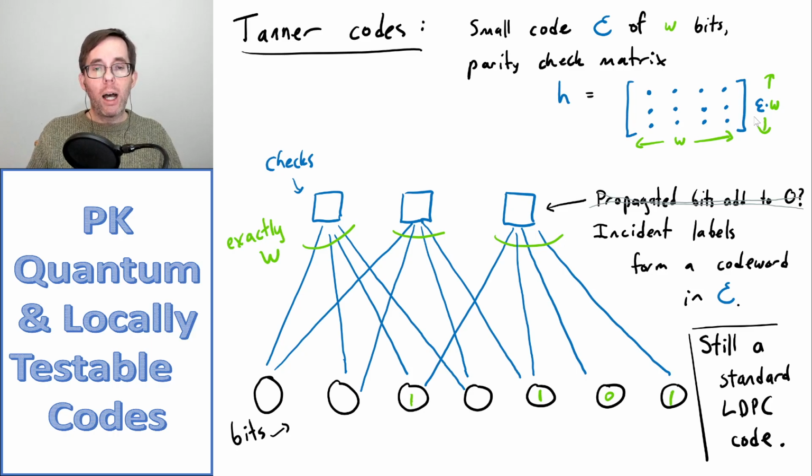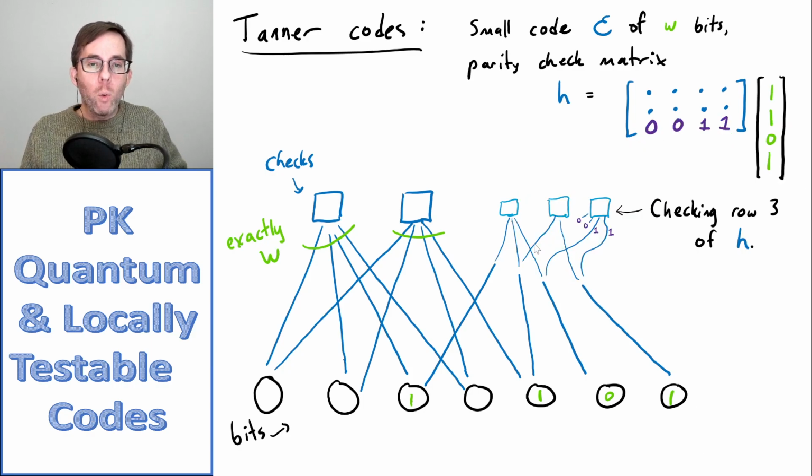Okay. Now even though this Tanner code looks like a different construction, because you're checking that the bits here now fall into a certain code rather than just that they add up to 0, this is actually still a standard LDPC code, as I will now describe for you. So why is that the case? Well, you can turn it into the actual LDPC code of the type I described before by blowing up each big blue check here into epsilon W, or however many rows little h has, in this picture 3, little checks.